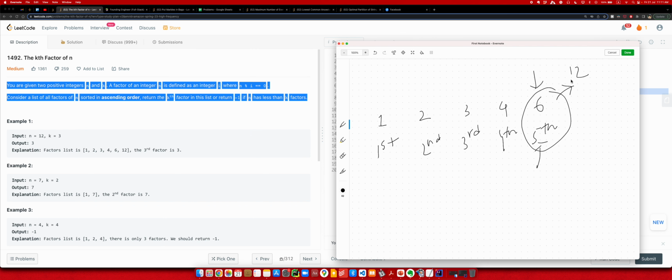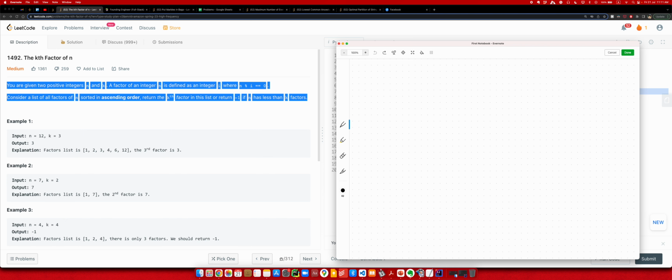So you have to divide 12 by each of these potential factors 1, 2, 3, 4, 5, 6 and then determine whether that's a factor or not. So this is basically an O(n) solution. We need to do better. How can we do better?